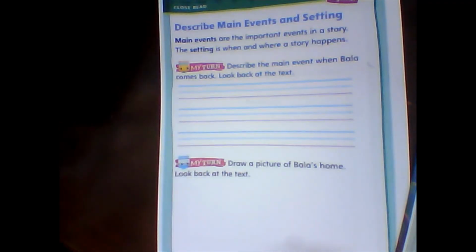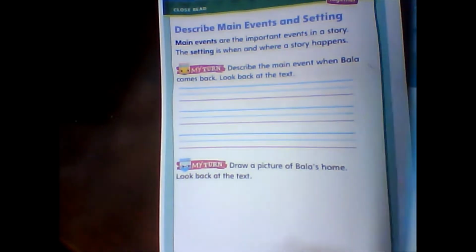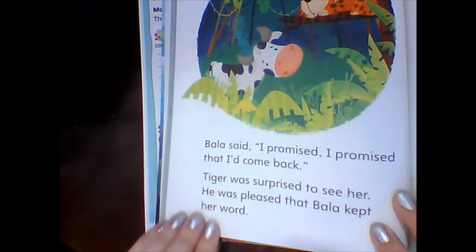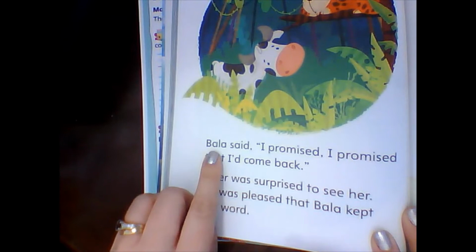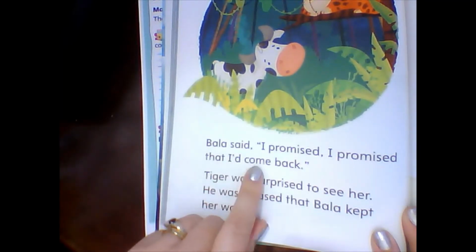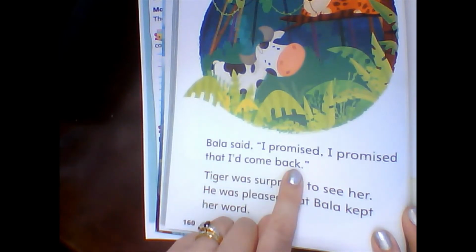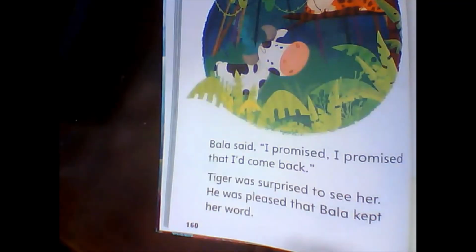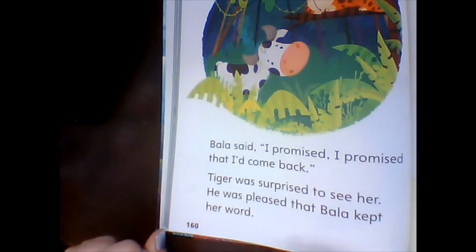So you can either pause this video and look at the other one, but I have it here in the book. So let's move the book back. Here we go. Remember we read the story and Bala had to come back? So Bala said, I promised that I'd come back. This was the main event. Bala came back.